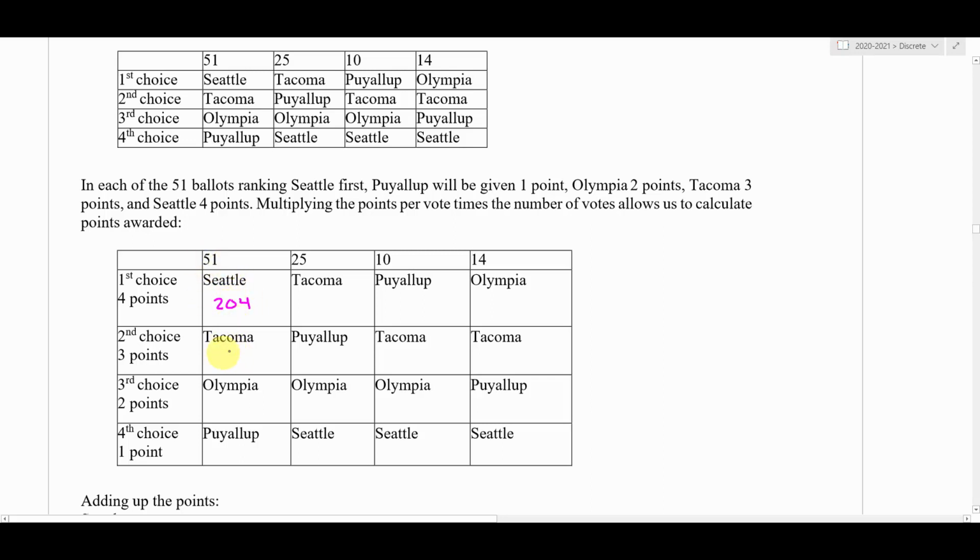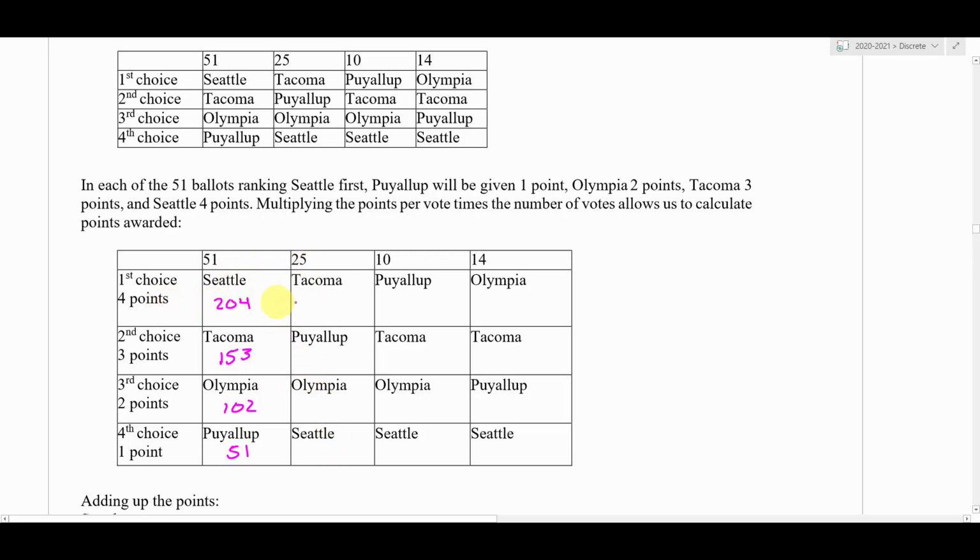Now, Tacoma got a second place vote, so those are worth 3 points apiece. So we got 51 second place votes, so we would do 51 times 3, which would get us 153 points. Tacoma got a third place finish, so they would get 2 points for every one of their votes. So 51 times 2 is 102 points. And then Puyallup got 4th place in this particular schedule, so we do 51 times 1, which gets us 51 points. Right, then we'd go to the next column and do the same thing, right?